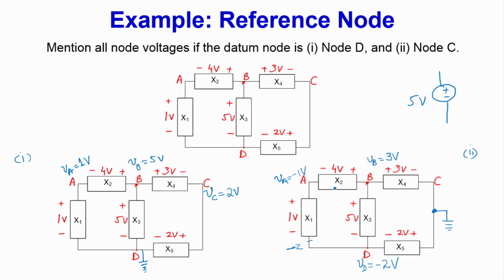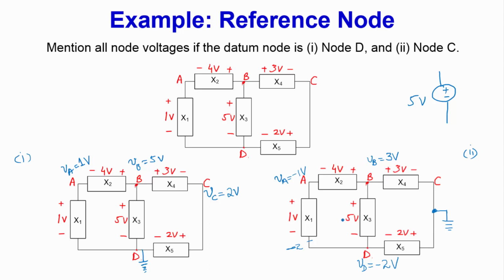So these are our solutions, and we can further verify them by looking at the polarities across X2 and X3. First of all, the polarity across X2 enforces that its positive terminal has to be 4 volts higher than the negative terminal. And if you look at the difference between VA and VB, that is also exactly 4 volts. So VB is 4 volts higher than VA, which is exactly what this is enforcing. So our VA and VB are correct.